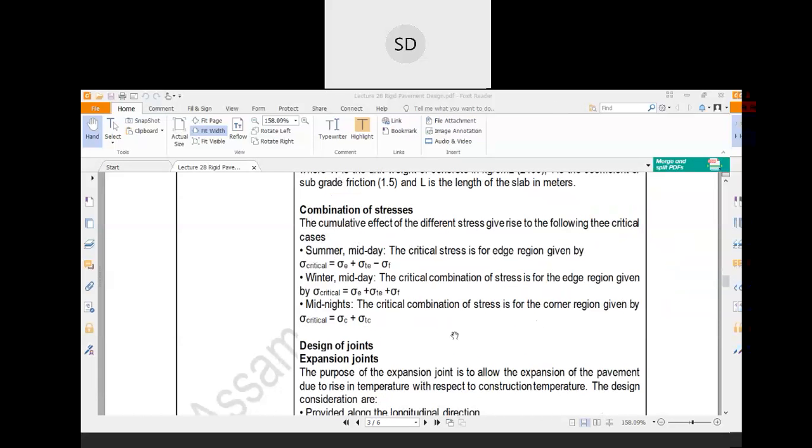Now these are the cumulative effects of stresses during the different seasons. Generally, for summer midday, the critical stresses for each region are given by this equation; for winter midday, these are the main equations; and for midnight, these are the main equations for the combination of stresses.